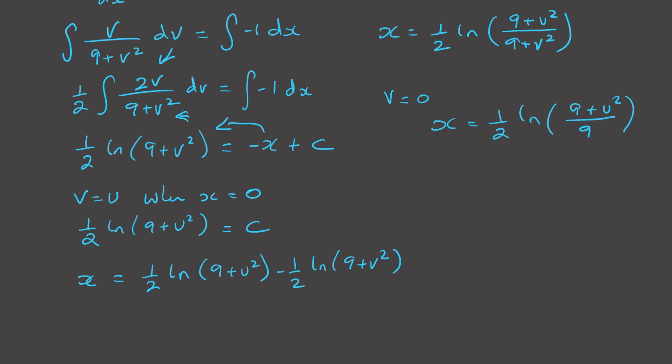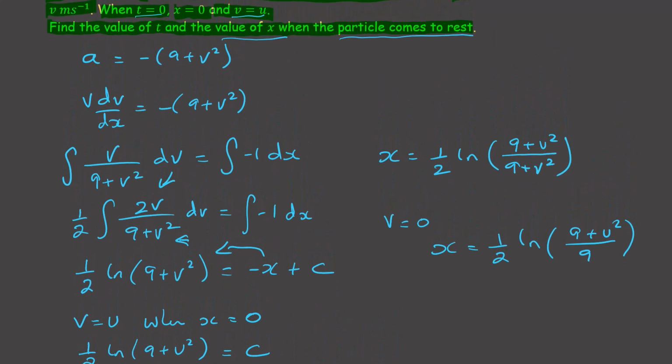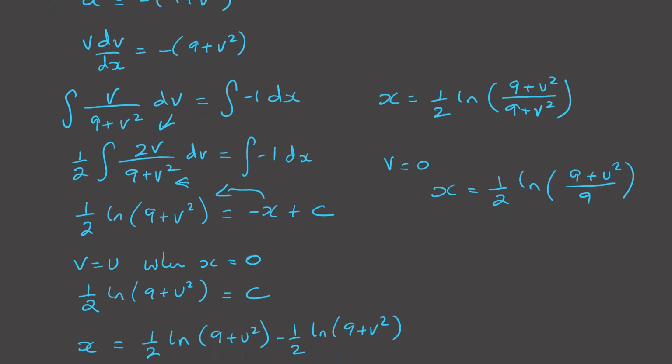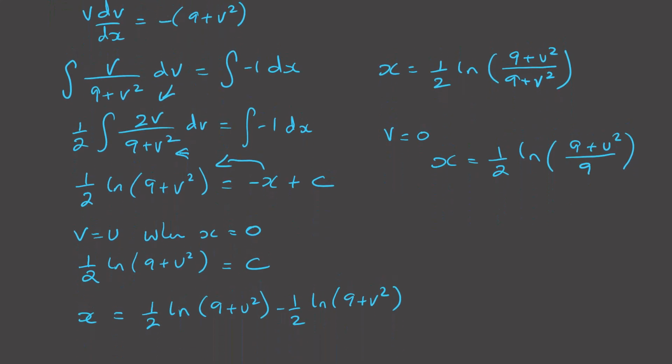And again, we mentioned that u equals 3 gave a nice answer to the last part, and here it would just give us a half ln of 9 plus 9 over 9. It would be a half ln 2 basically, if that was the case.